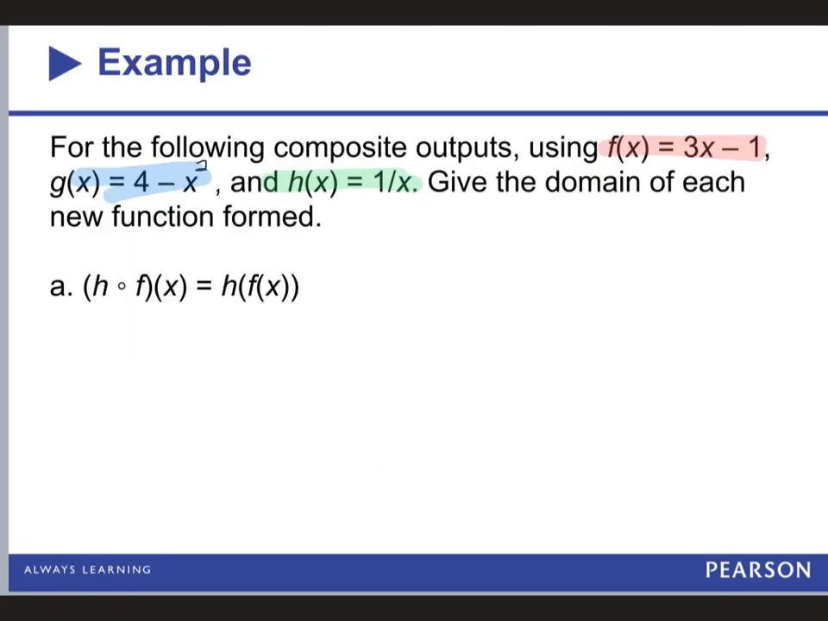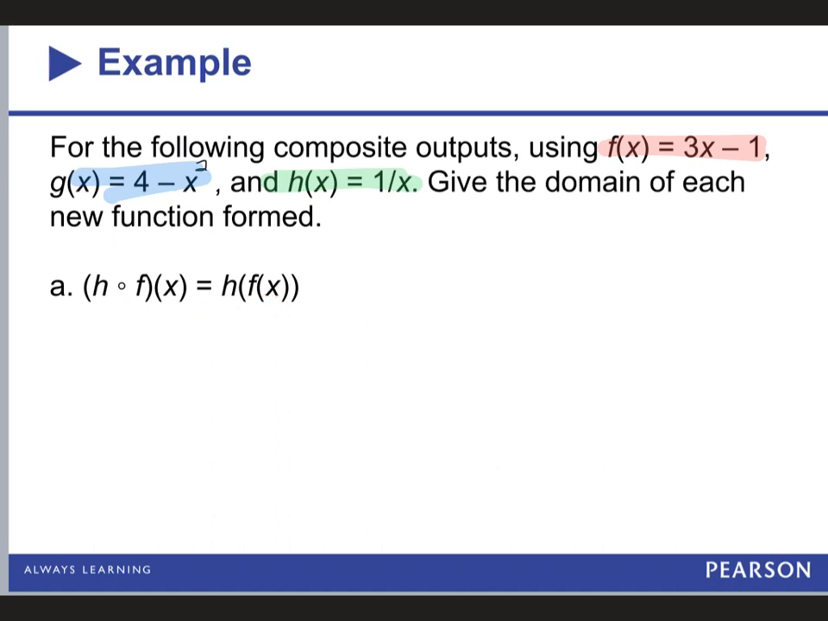So here we have three functions. We have f of x, which the instructions tell us: take your input x, triple it, and then subtract 1. G of x says take your input and square it and subtract it from 4. H of x says that we're going to take the number 1 and divide it by my input. And here it's asking us to find h of f of x. Notice again, it's written in both ways. Normally for any particular problem, it's written one way or the other, but here they're giving it in both notations.